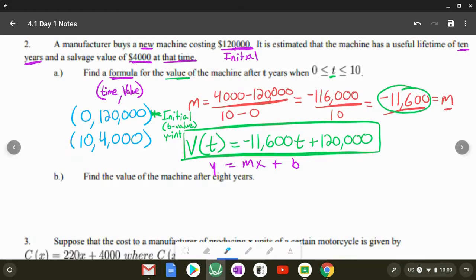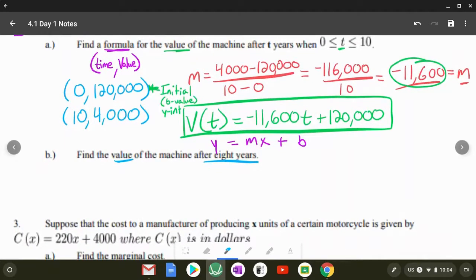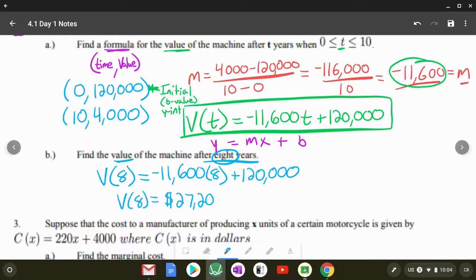For part B, it says find the value of the machine after 8 years. We know at time 0, where we first bought it, it's $120,000. We have this formula that can help us find the value of that machine at any point in time after we first bought it. So all we have to do here is plug in 8 years. When we do that, the value of that machine after 8 years is $27,200.